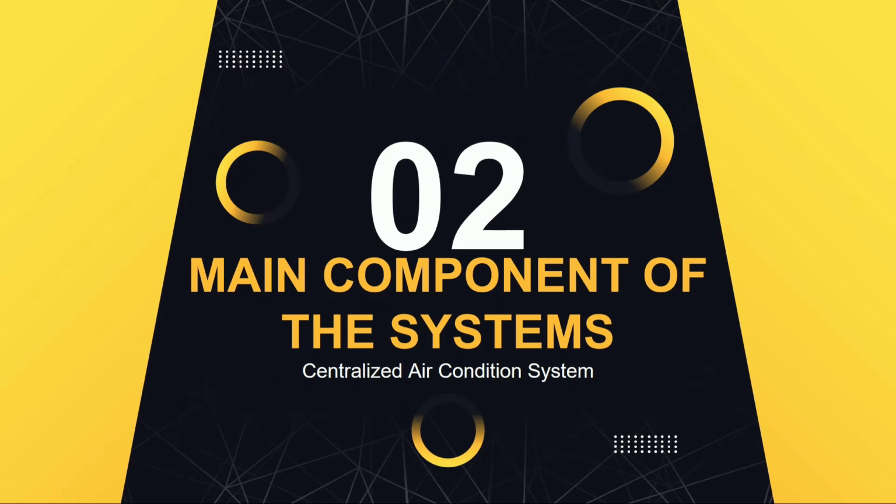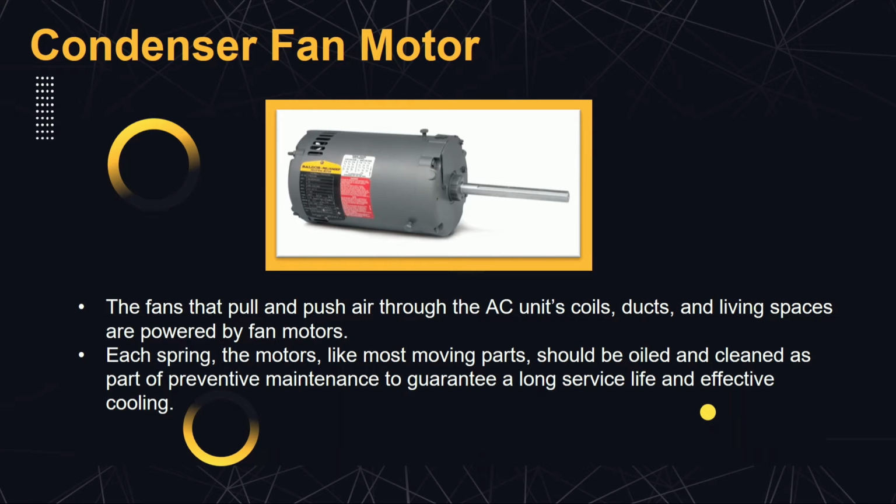distribution. Now we will move to the second point, which is the main component of the system for centralized air conditioner system. The first component is condenser fan motor. The condenser fan motor is the fan that pulls and pushes air through the AC unit's coil, ducts, and living spaces, and is powered by fan motors. Each spring, the motors, like most moving parts, should be oiled and cleaned as part of preventive maintenance to guarantee a long service life and effective cooling.